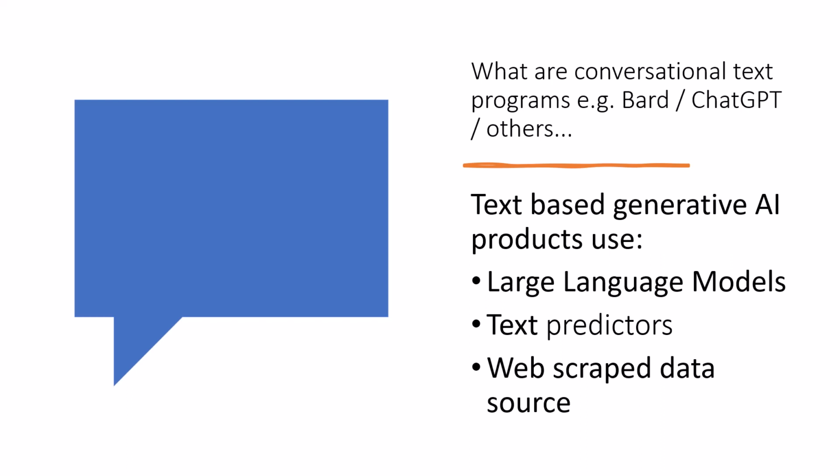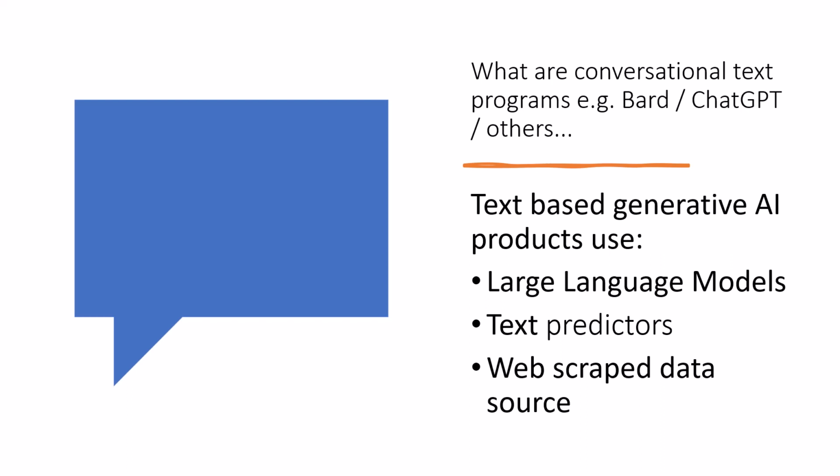So what are conversational text-based programs? Examples of these include Bard and ChatGPT. These may be the ones that you have heard of or have seen in the news. These are large language models that are specifically trained to input and output text based on the large systems of language that they have access to. They are essentially large text predictors.